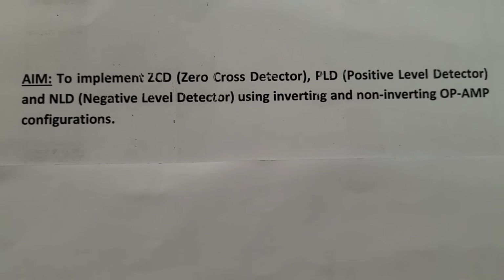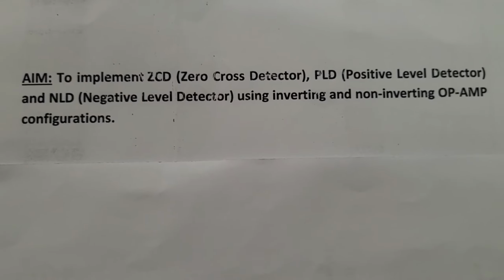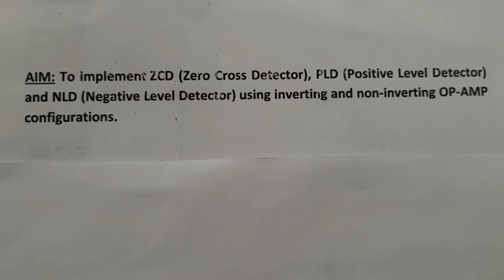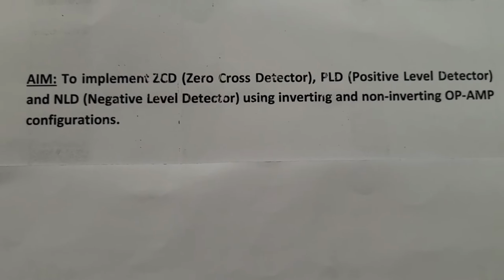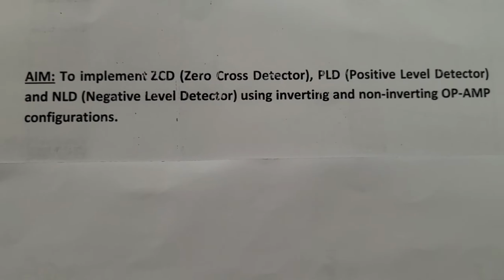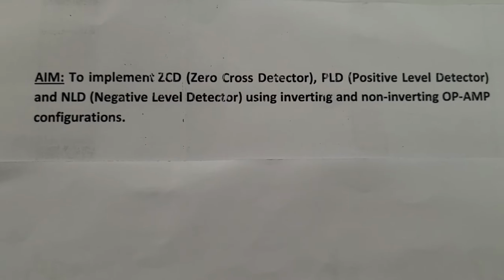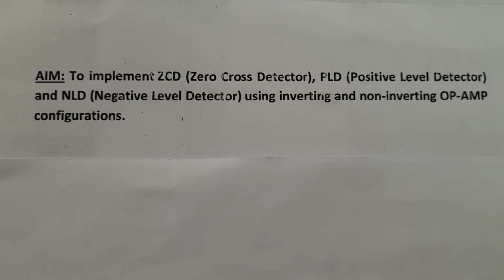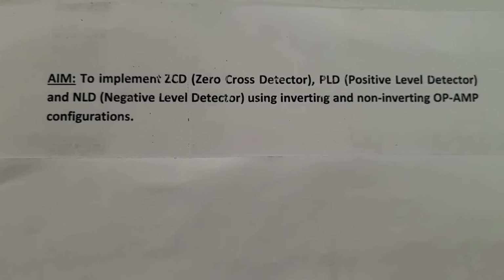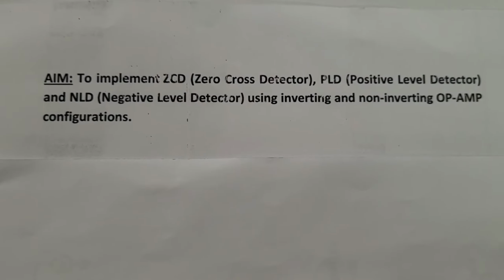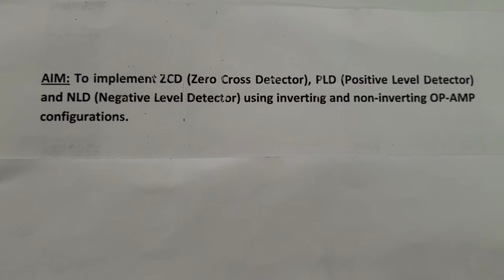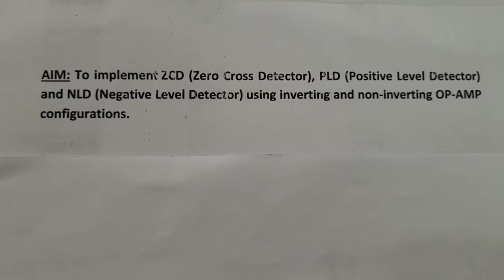Hello students, we are going to implement ZCD zero cross detector, PLD positive level detector and NLD negative level detector using inverting and non-inverting Opamp configurations.